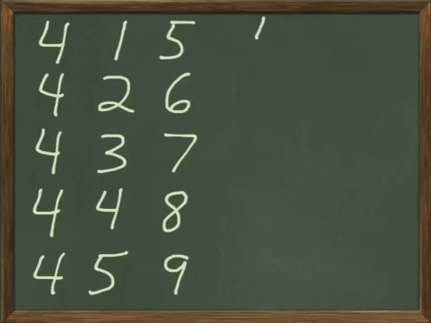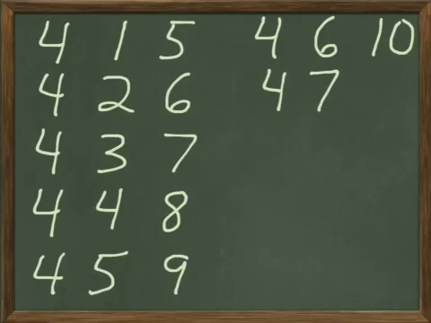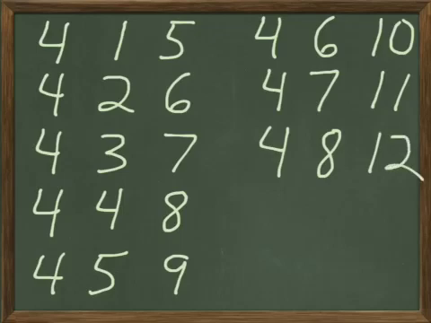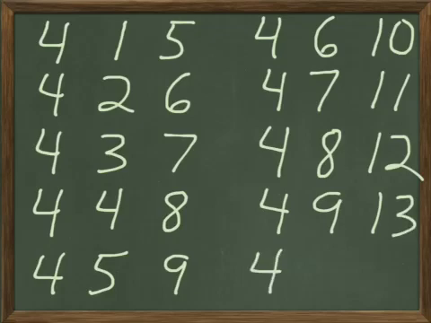Let's go over here to the right. 4 and 6 are how many? 10. And then 4 and 7 are 11. 4 and 8 are what? 12. And then 4 and 9 are 13. 4 and 10 are how many? 14. Okay, let's do a couple of word problems from lesson 14.